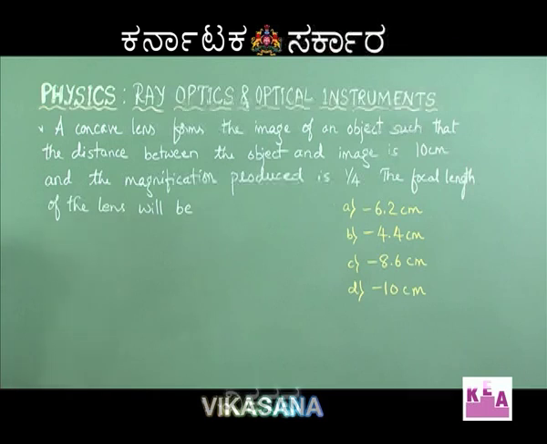Look at the next question. A concave lens forms the image of an object such that the distance between the object and the image is 10 centimeter and the magnification produced is 1 by 4. The focal length of the lens will be, options: A minus 6.2 centimeter, B minus 4.4 centimeter, C minus 8.6 centimeter and D minus 10 centimeter. Yeah, all the 4 options have to be minus since it is a concave lens, but how do we get the exact value of it?